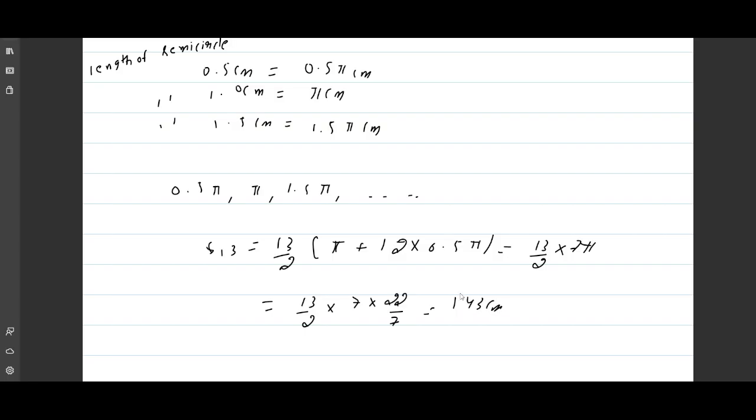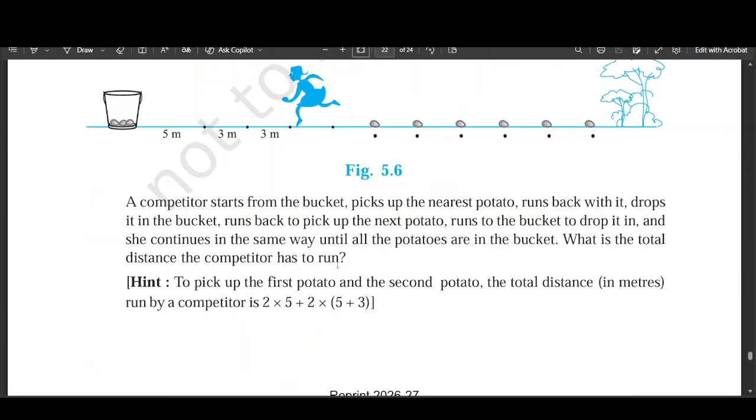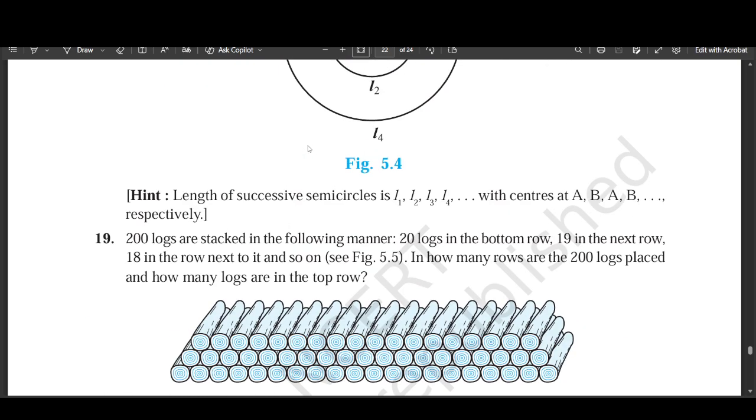So now move to the last question, 20. So in this, what we have given, in a potato race a bucket, wait a minute, which question?